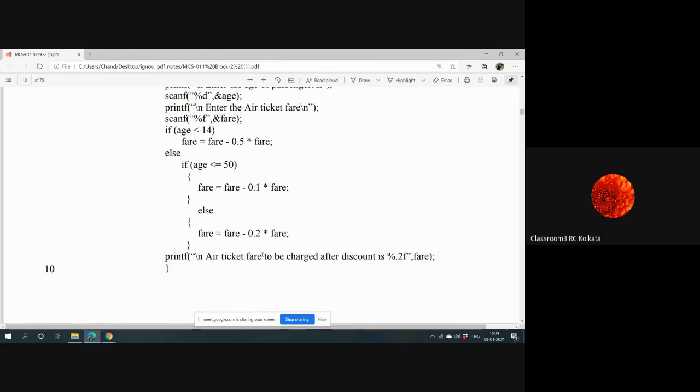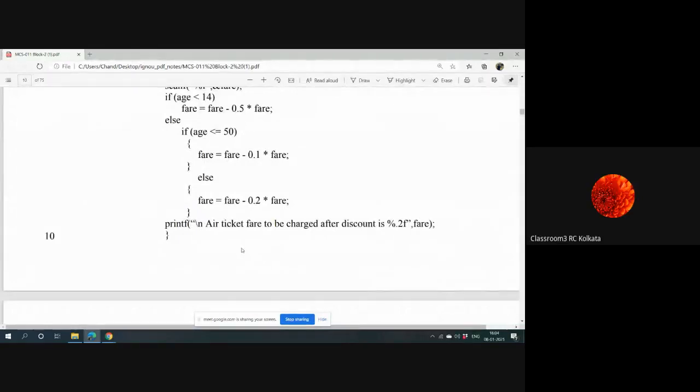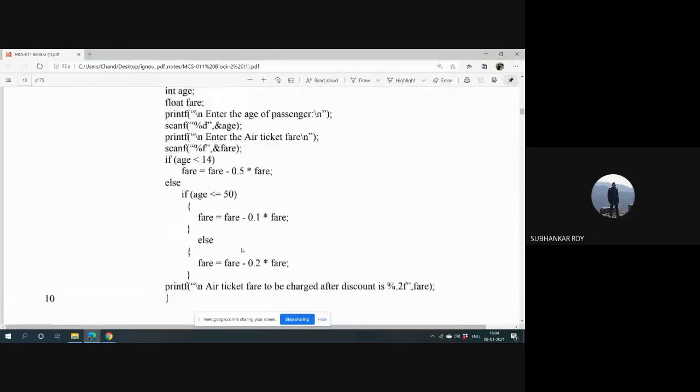Understood? Yes, ma'am, I have a doubt, ma'am. Hello, madam. Tell me. What is fare used for? Fare means the ticket cost. Fare means what is the cost of the ticket. It said that depending on your age, your fare will be changed.